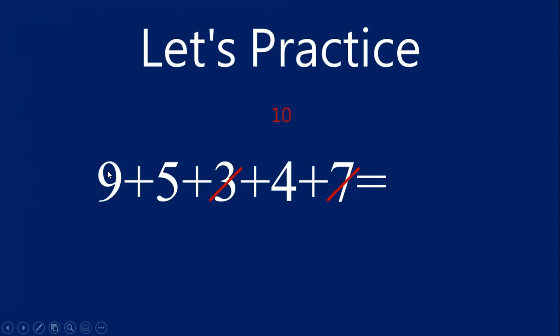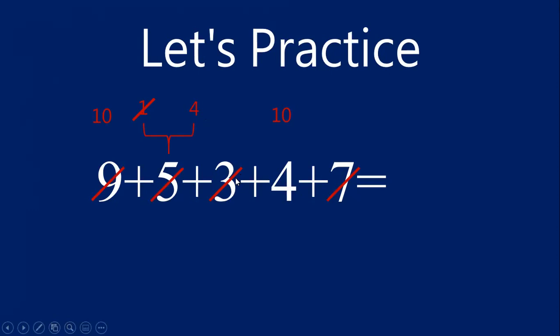Okay, now we're left with a 9, a 5, and a 4. These numbers are not complements, but let's break this 5 apart. Let's take 1 from the 5 and give it to the 9. And that would quickly give us another set of 10, right? 9 and 1 make 10. But when I took the 1 from the 5, that left how many? 4. And I have to remember to add that 4 still.